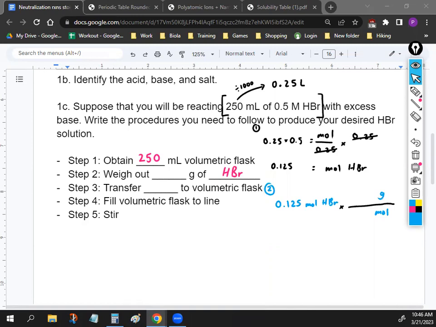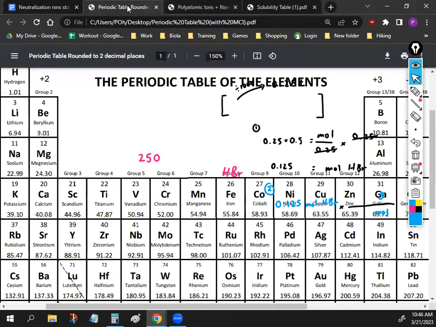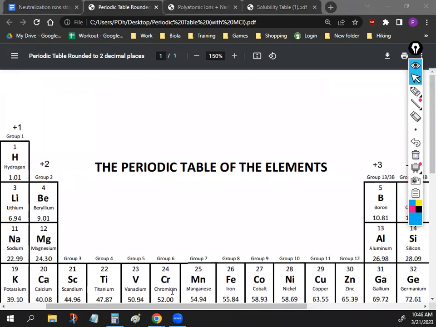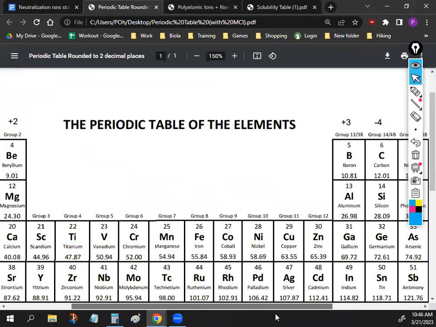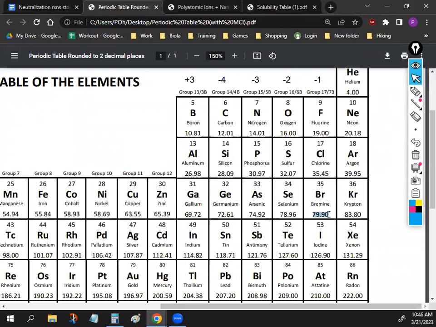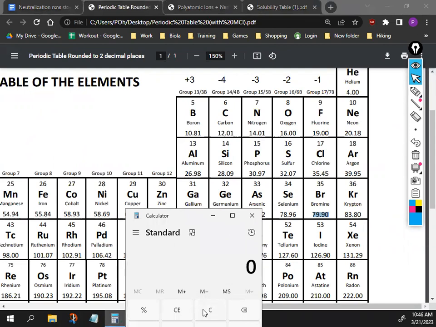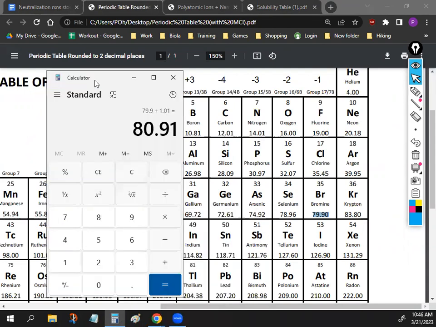So let's take a look at your periodic table. If you guys have it with you, you can pull that out. But HBr is made out of H and Br. So let's take a look at H first. If you take a look at H on the periodic table, what's the molar mass of H? Yeah, 1.01. So we got 1.01. And then what's the molar mass of Br? Yeah, 79.9. So all we've got to do is on our calculator, add those up. So 79.9 plus 1.01. That's going to give you this number right here. And this is the molar mass of HBr.